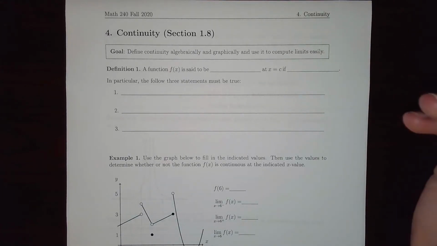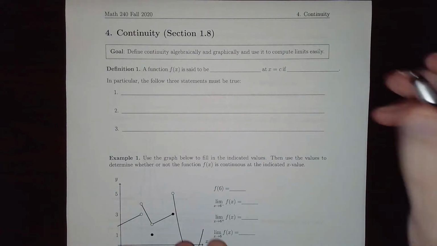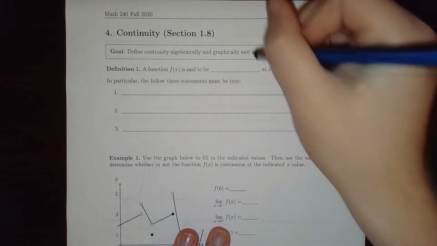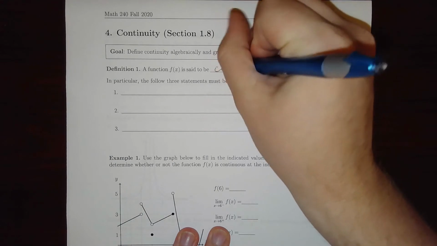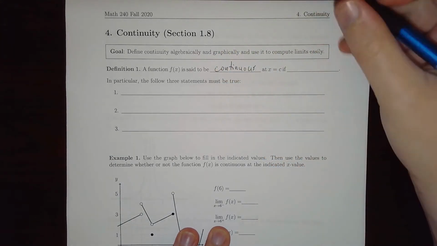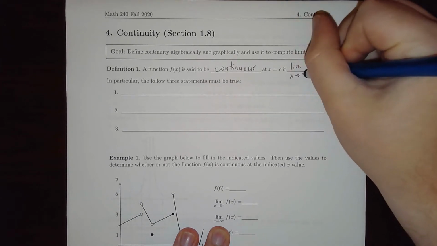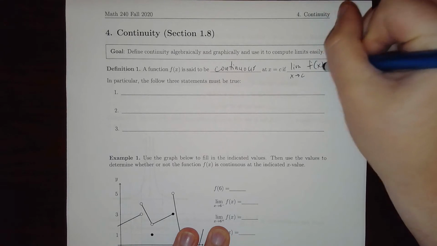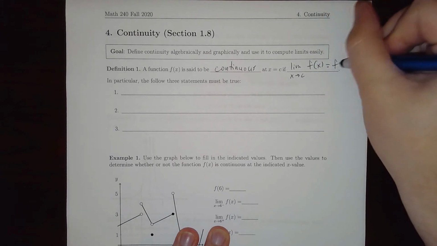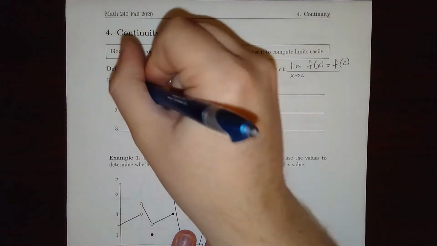Now we're going to tackle the definition of having a function be continuous. So a function f of x is said to be continuous at x equals c if the limit as x approaches c of f of x is equal to f of c. So in particular, you have to have the following three statements be true.